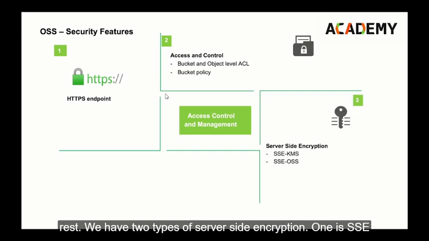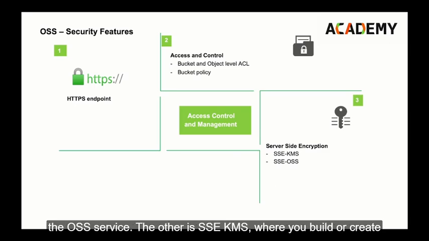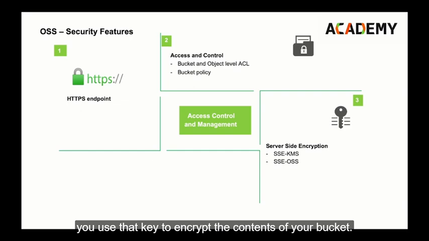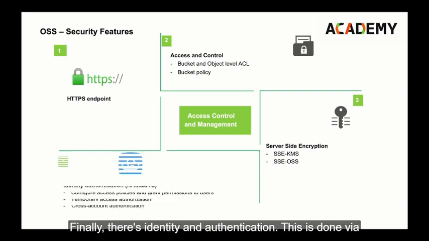Then there's encryption for data at rest. We have two types of server-side encryption. One is SSE OSS, which is where you use a managed encryption key built into the OSS service. The other is SSE KMS, where you build or create your own key inside of our KMS key management service, and then you use that key to encrypt the contents of your bucket.